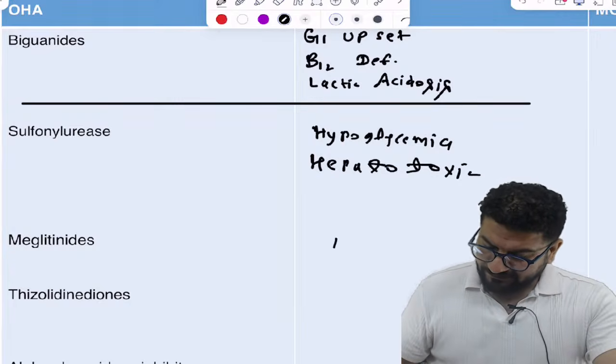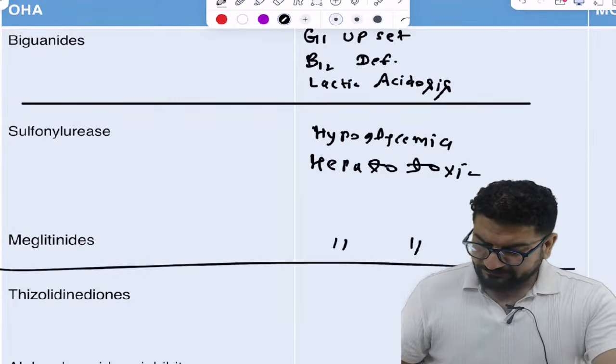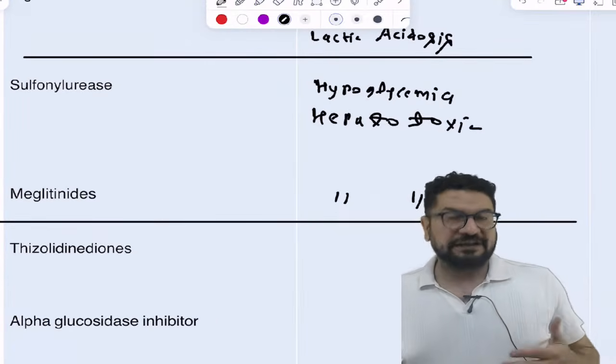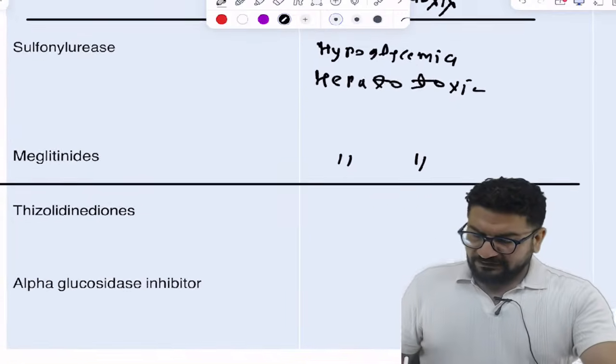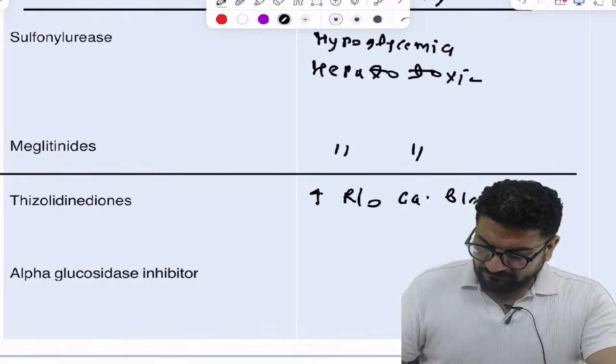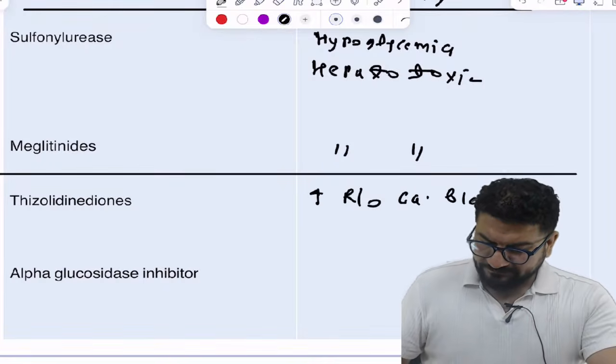Macrolides will have the same side effect as sulfonylureas. Now coming to thiazolidinediones, like we have drugs like rosiglitazone, pioglitazone. These are those drugs which will have a slightly increased risk of bladder cancer. CA bladder means bladder cancer.